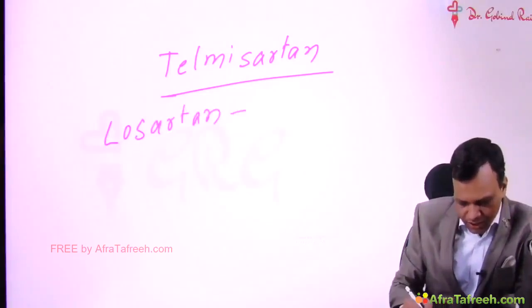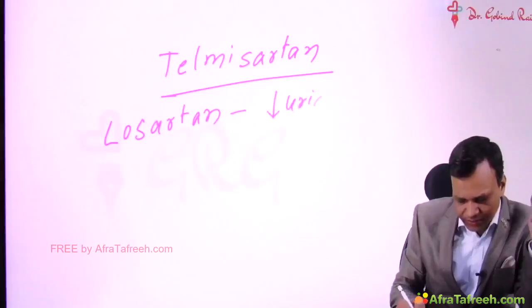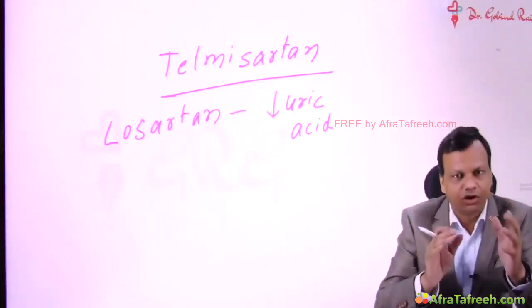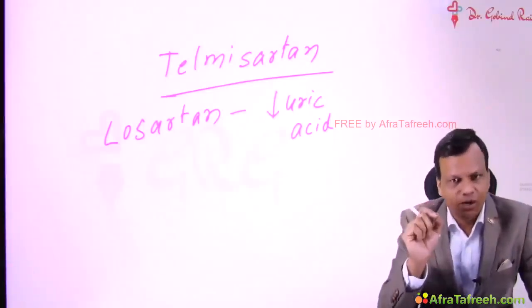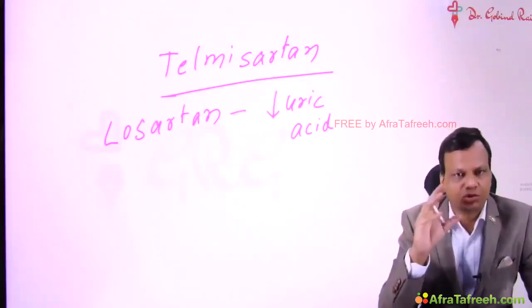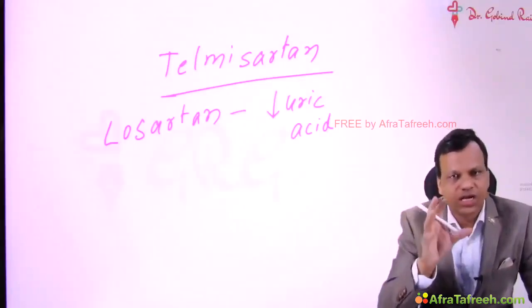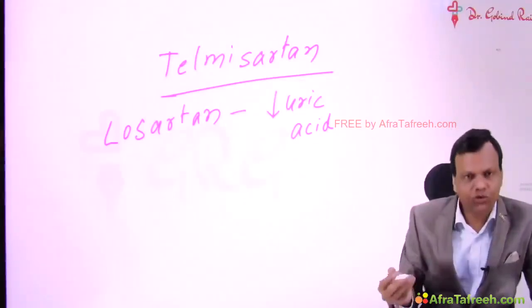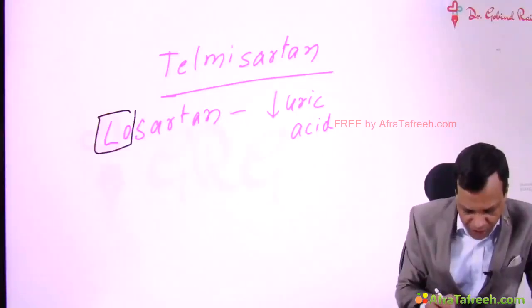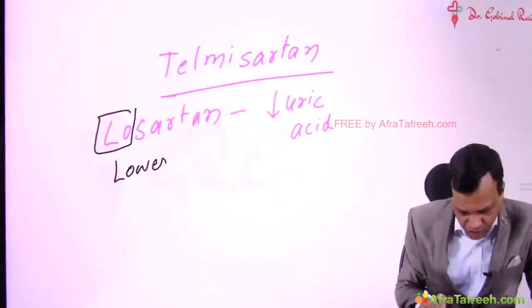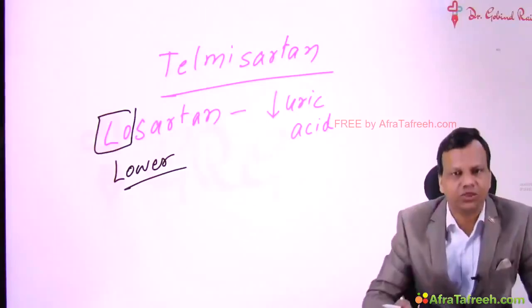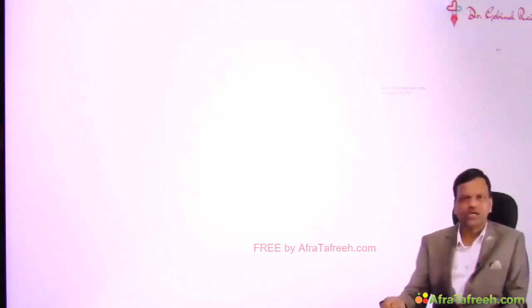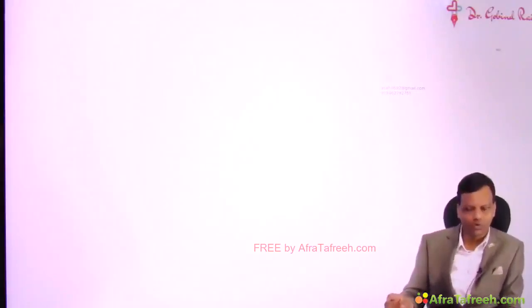Now another important drug in this category is losartan. Losartan can cause a decrease in uric acid. Remember, most of the drugs used in hypertension like beta blockers or thiazides have the problem of causing hyperuricemia, so they are avoided in gout. But losartan can cause lowering of uric acid. From the name you can remember: LO means lower uric acid. So losartan will decrease the serum uric acid. So these are the important points regarding the angiotensin receptor blockers also.